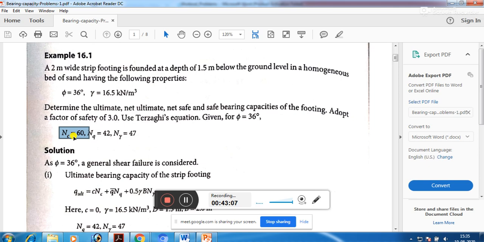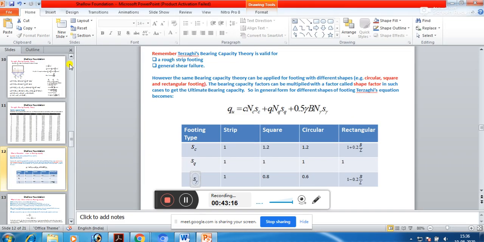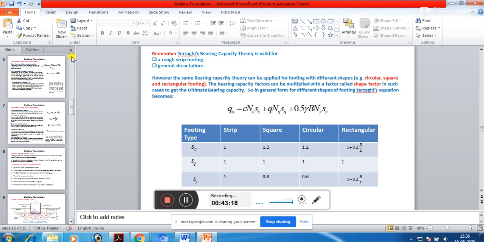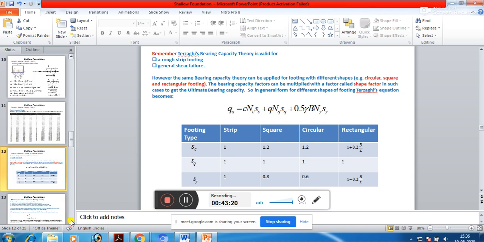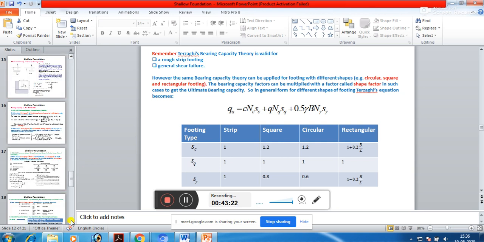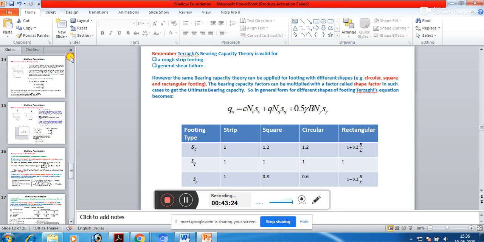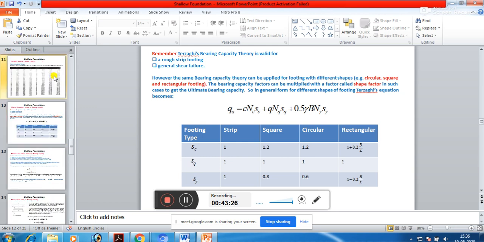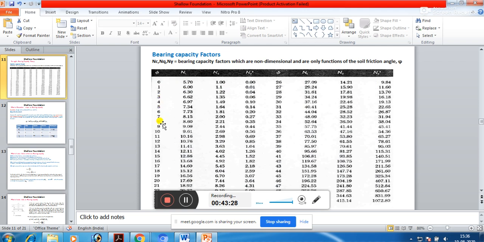Bearing capacity factor values are only dependent on the angle of internal friction, and that's what is being defined by Terzaghi. And if you see Terzaghi's table of bearing capacity factors, somewhere I have shown it, right? Where is it? This one. So you see, this Terzaghi's factor is only dependent on phi. So you should not think that if C is equal to 0, then NC value will become equal to 0.